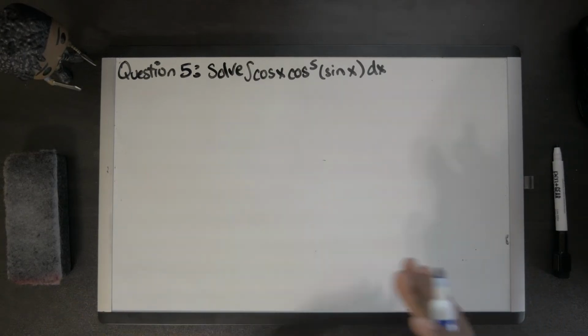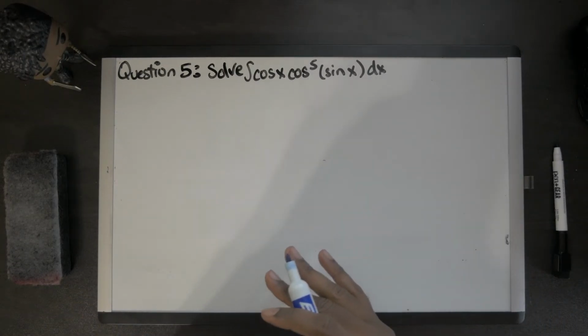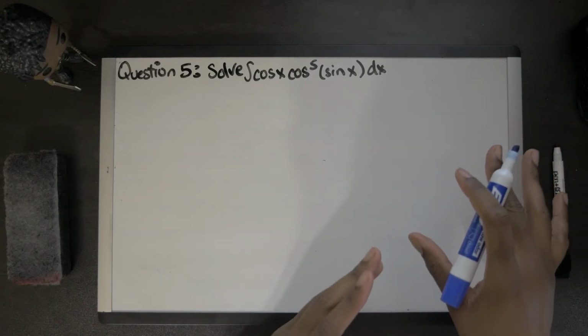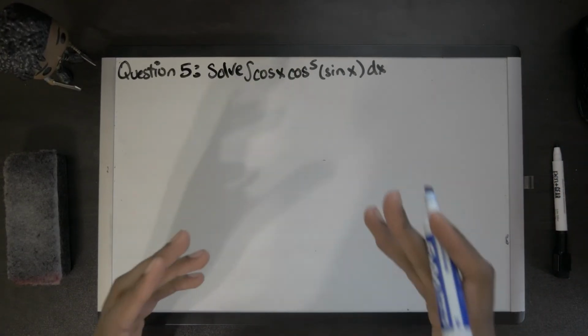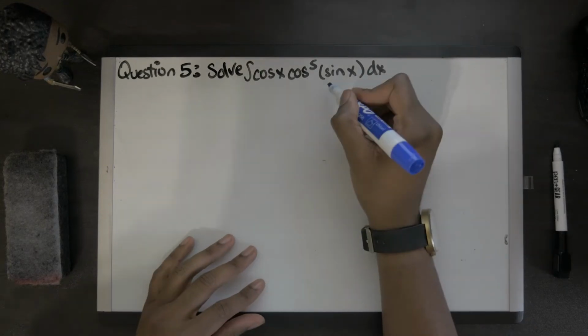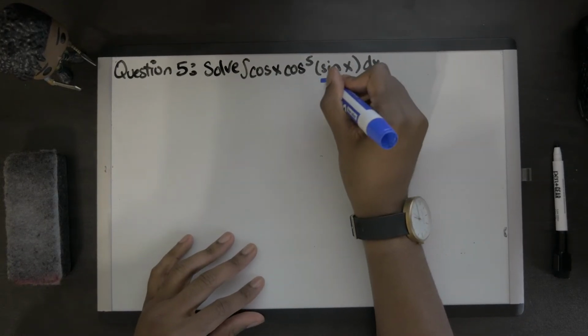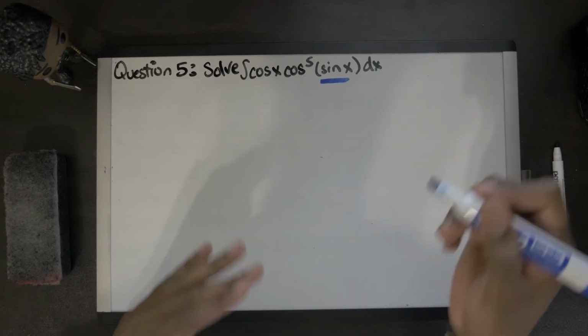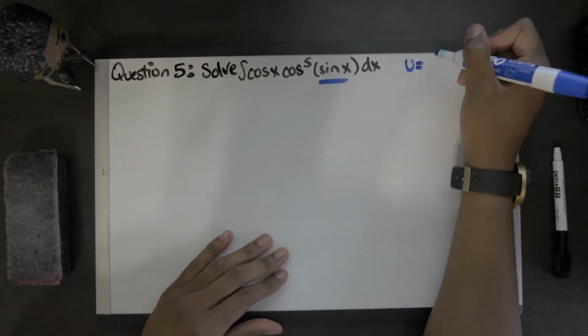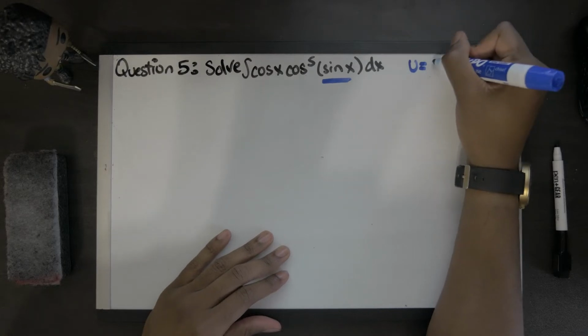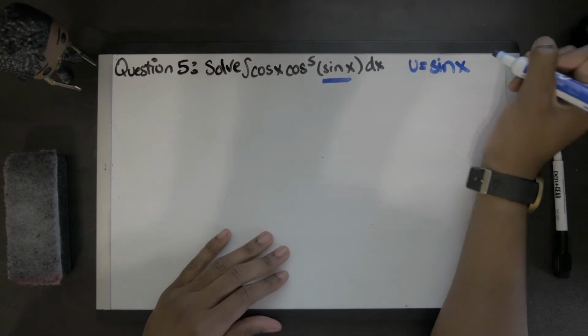So straight off the bat, we have a lot of cosines going on, and we have this random sine x. This random sine x is giving me a little bit more of an issue. So I figure, why not we just u substitute the sine x, since it's the one that's kind of making things a little bit uglier. So let's just say we have u equal to sine x.